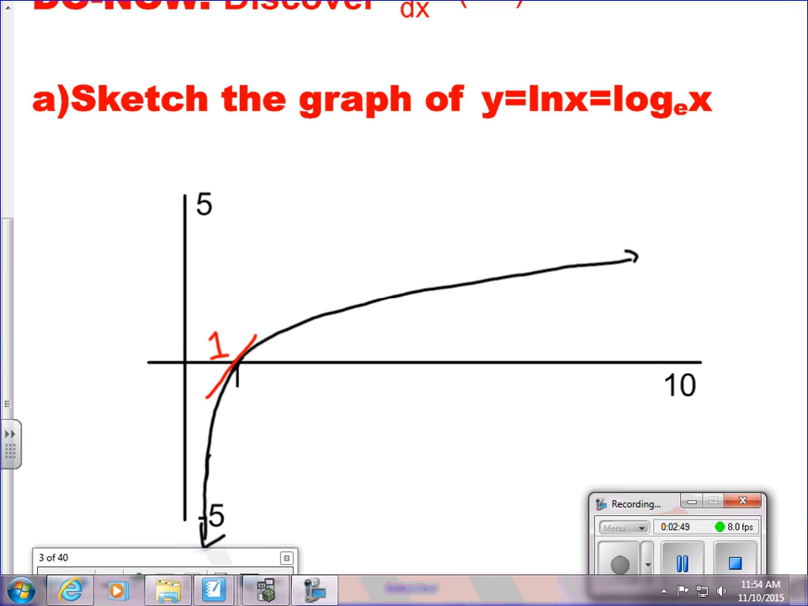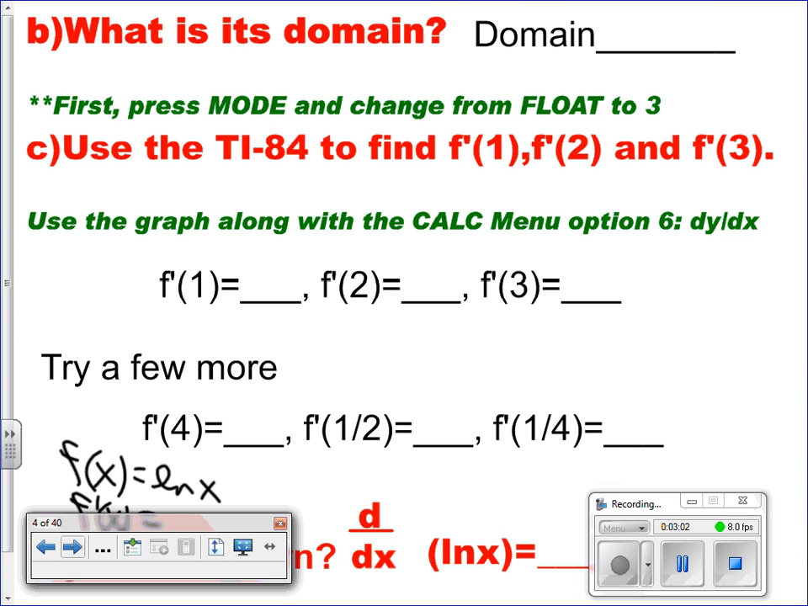All right, what is the domain of the natural log function? 0 to infinity. Should I include the 0 or not? No, you can't take the ln of 0. You want to know that you can only take the log of positive values. Not only the ln, but log of any base of positive values. Don't include that 0. Okay, so we use the graph with the second trace, that's the calc menu, option 6, to find the derivatives.